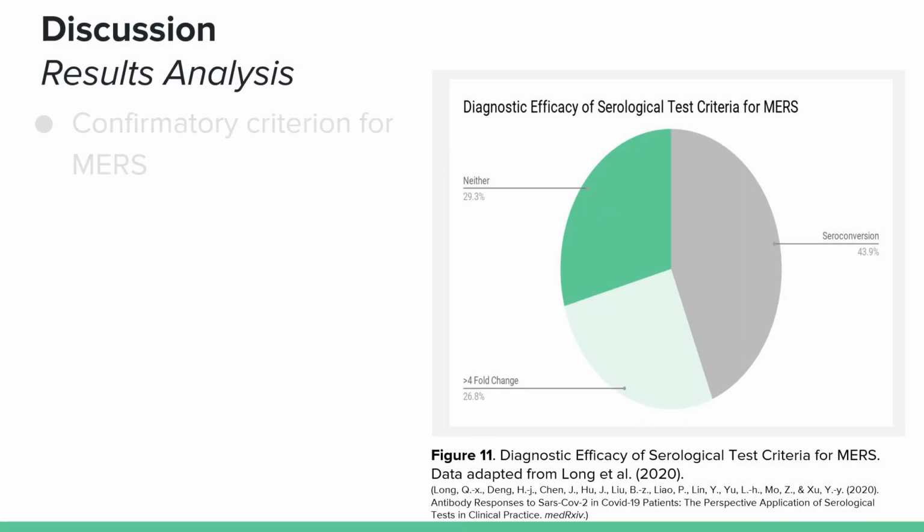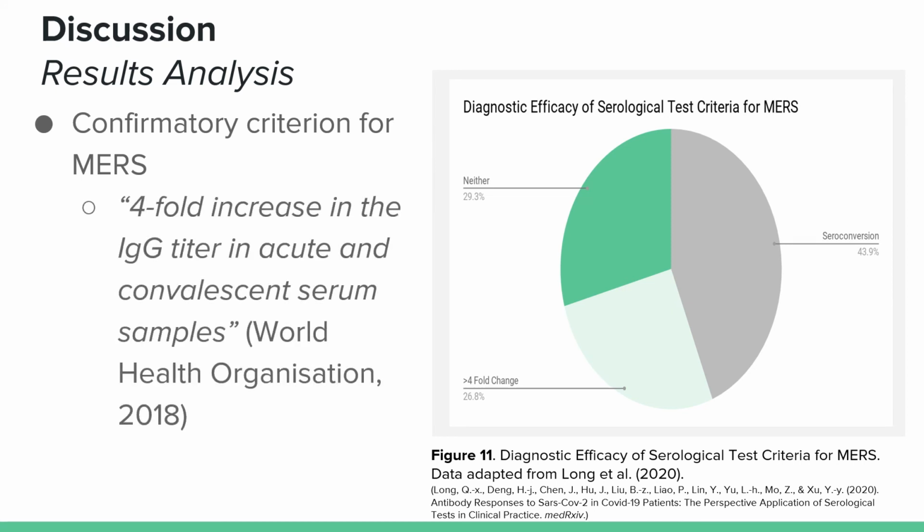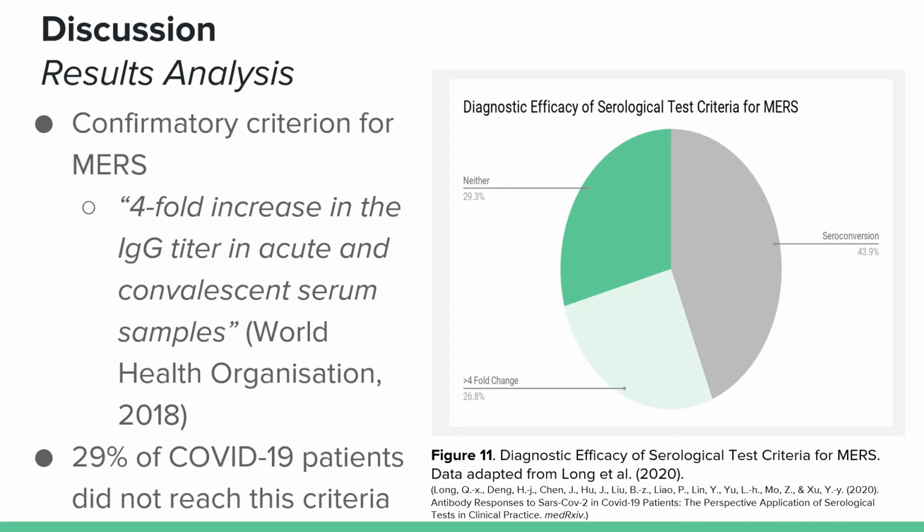The confirmatory criterion of MERS, which has formulated the basis of COVID-19 diagnosis, suggests seroconversion or a greater than 4-fold increase in immunoglobulin G. Long et al. suggests this criterion may be too resolute to confirm some COVID-19 patients. As evidenced in Figure 11, 29% of COVID-19 confirmed patients did not fit this criteria and may account for false negative results.